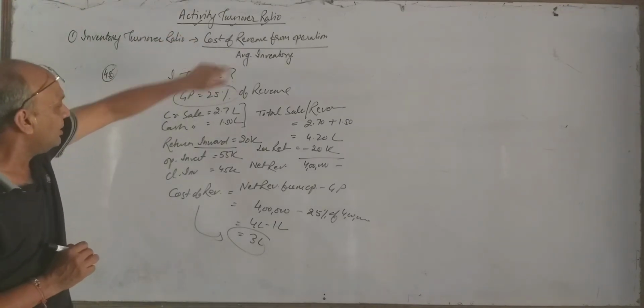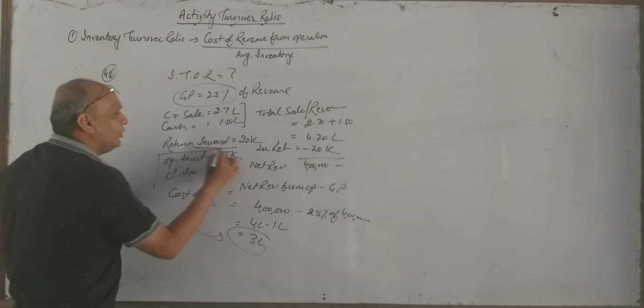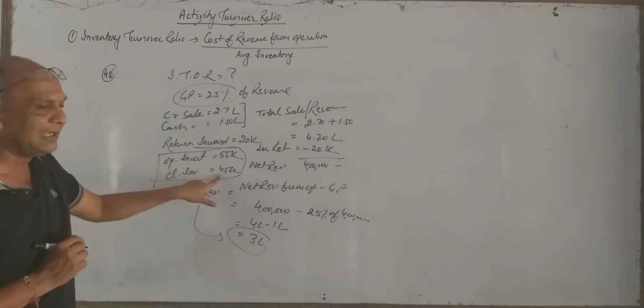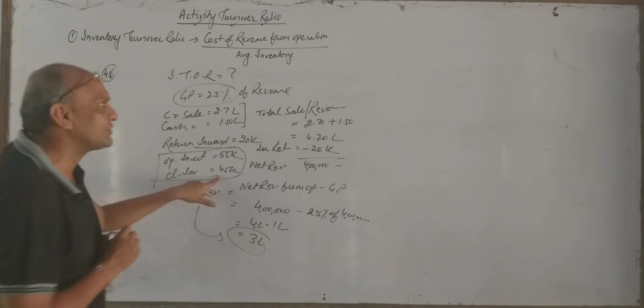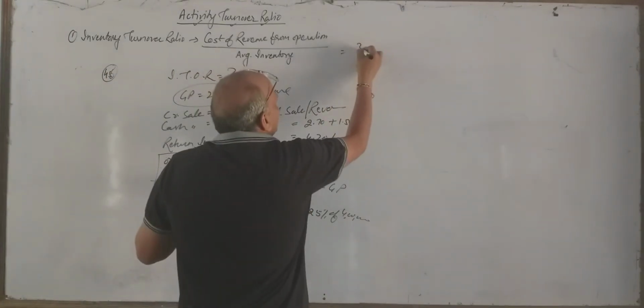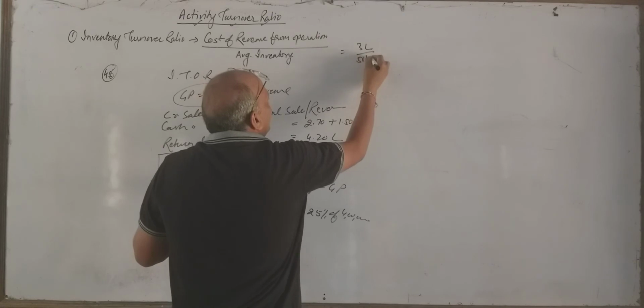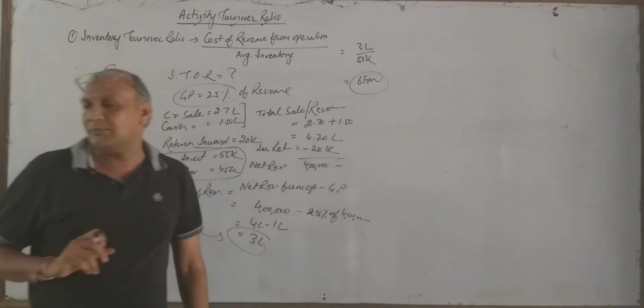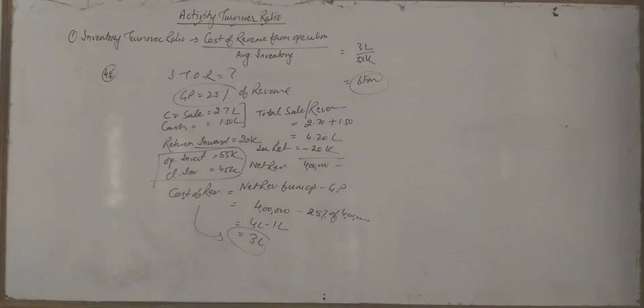Average inventory. For average inventory, we need opening inventory plus closing inventory. 55 plus 45. 1 lakh divided by 2. 50,000. So let us apply this formula. 3 lakh upon 50,000 here. So it comes 6 times. What does it mean 6 times? It means लगभग 6 times we produce goods and sell it into the market.